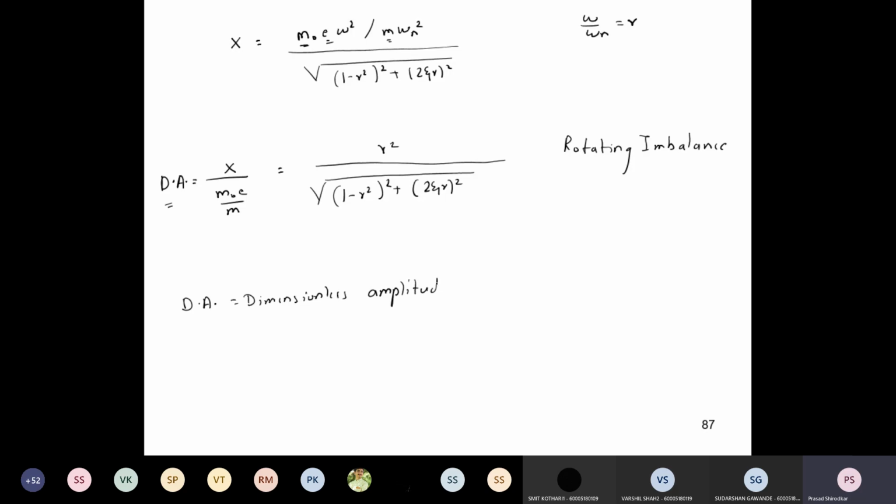All right. So this ratio of x divided by m0 e by m for the case of rotating imbalance is the dimensionless amplitude for rotating imbalance. Yes. So this is the expression for rotating imbalance. Right. Any questions before we move on to the next part?